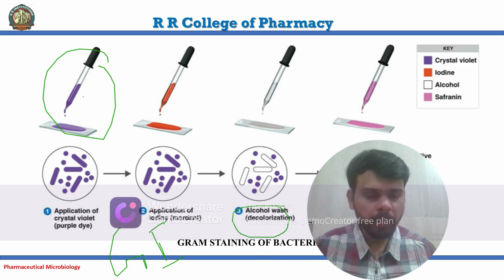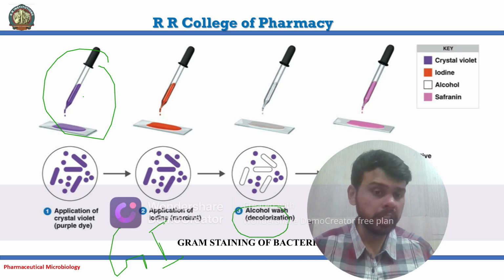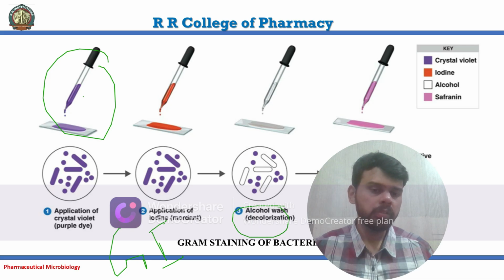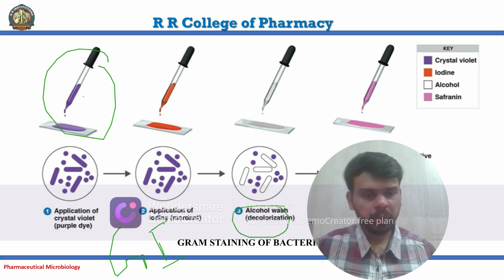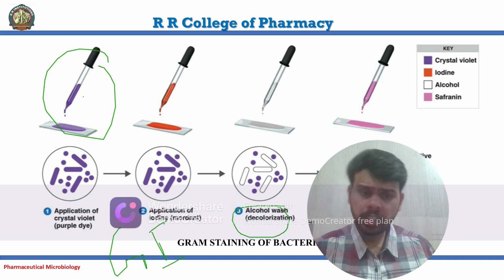Counterstain means safranin. So after adding 1 drop of safranin, we need to wait for 30 to 40 seconds and wash it with water. Then we need to examine under the microscope. Okay, so this is the procedure.